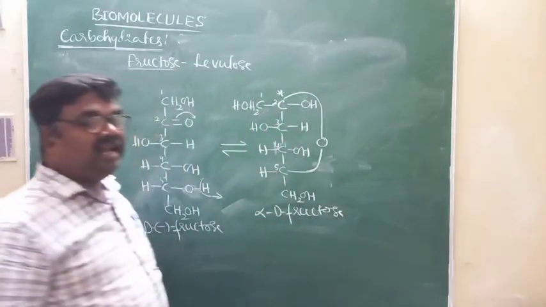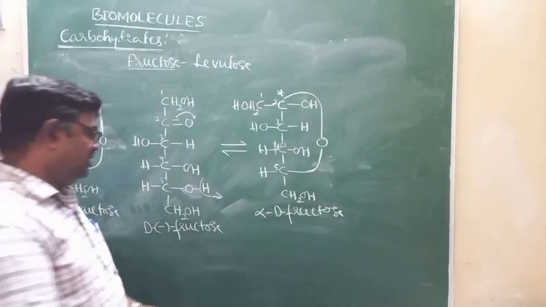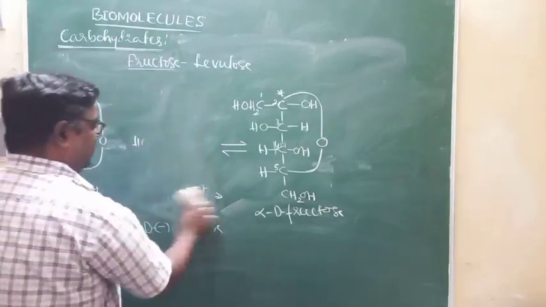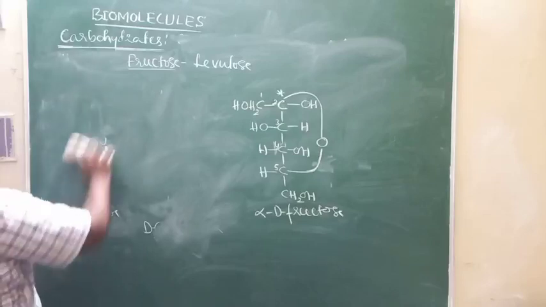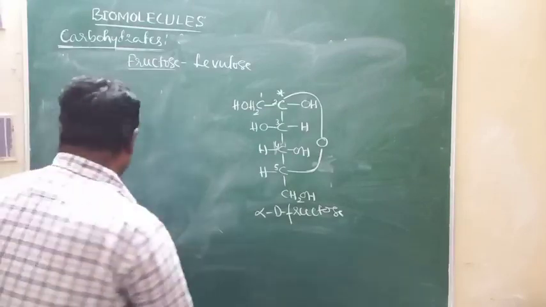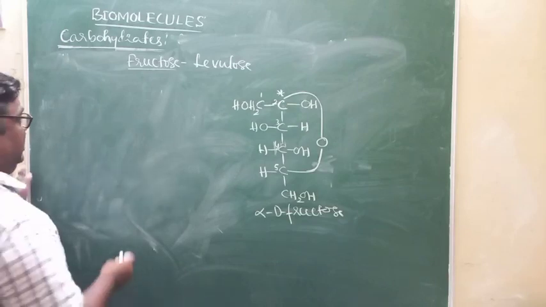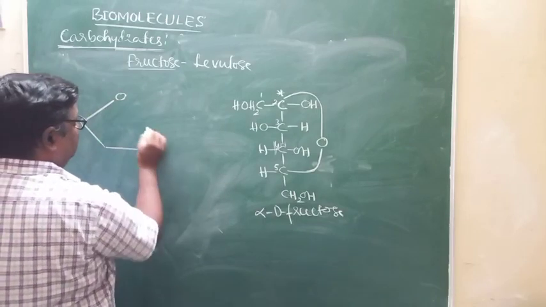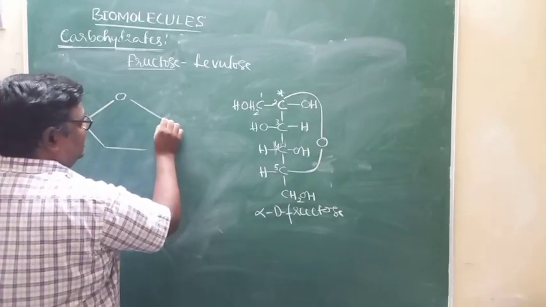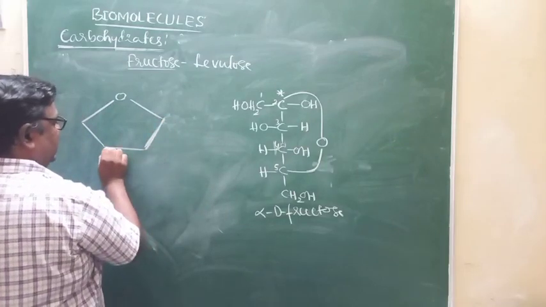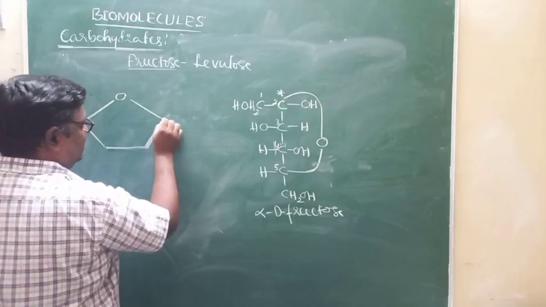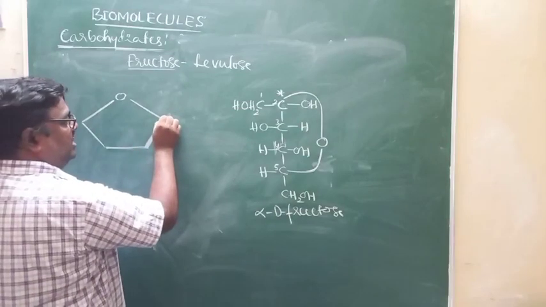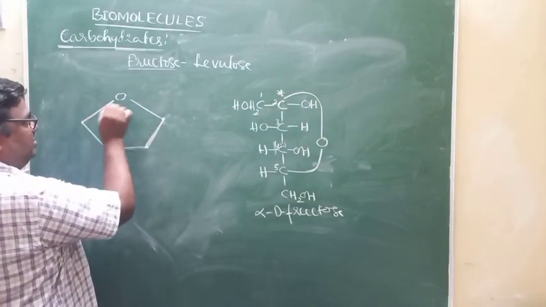And you can convert this cyclic ring structure into the Haworth ring structure. Let me write the Haworth ring structure for fructose. As you know, in the case of fructose there are 5 atoms in the cyclic ring, and the stable structure for a 5-member cyclic ring is the cyclic pentagon. Look at this. This is 1 carbon, 2 carbon, 3, 4 carbon atoms and 1 oxygen.